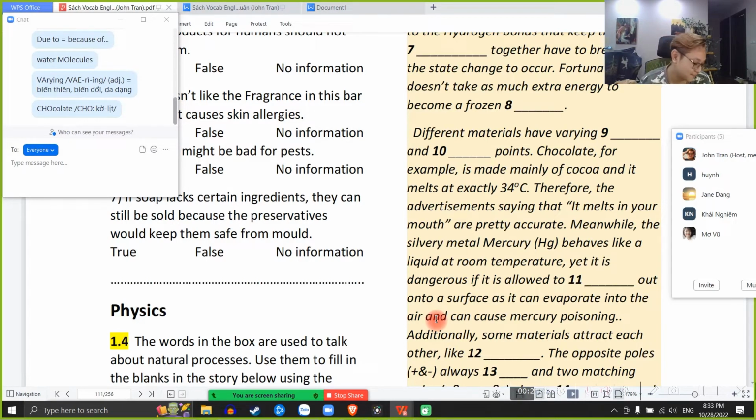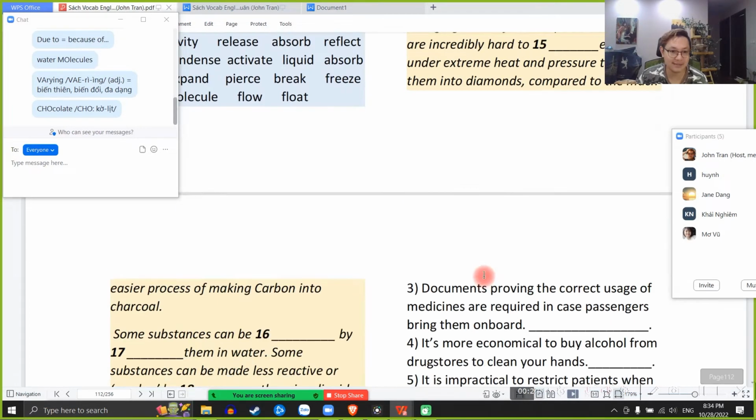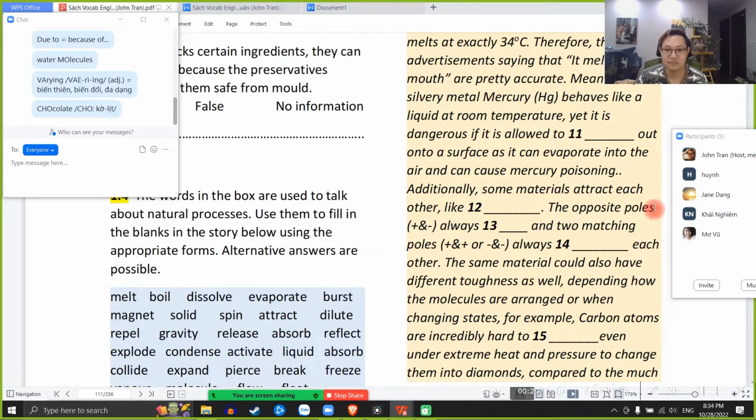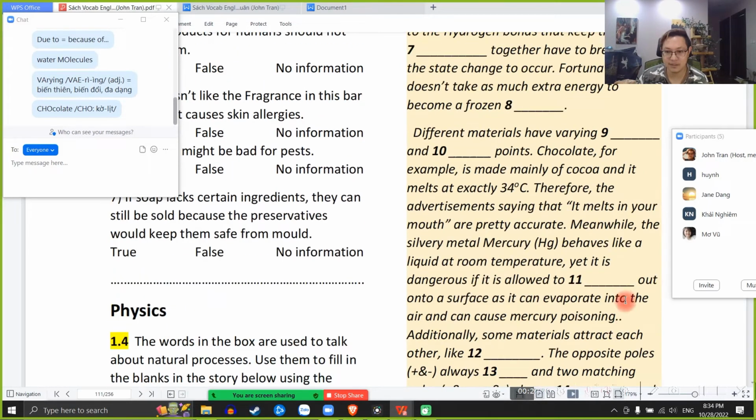mercury poisoning. B và P phải rõ ràng lắm nha các bạn. Remember, B and P are different. You must know that. Can cause mercury poisoning. Okay, we can stop at this point.